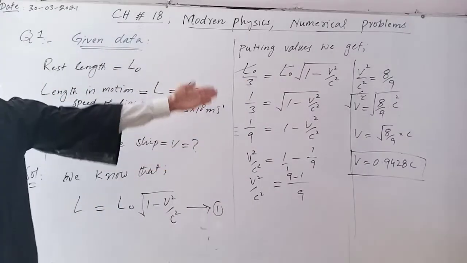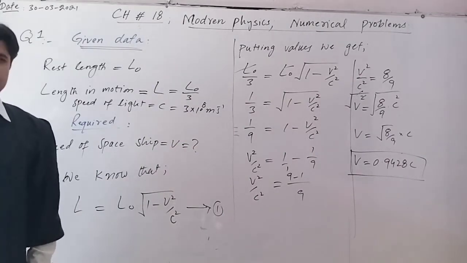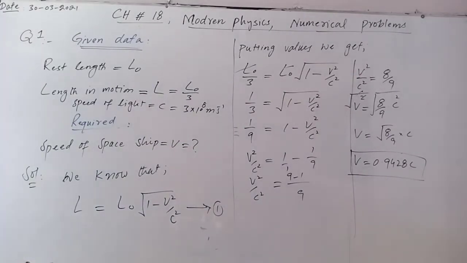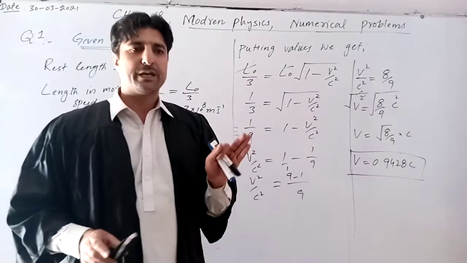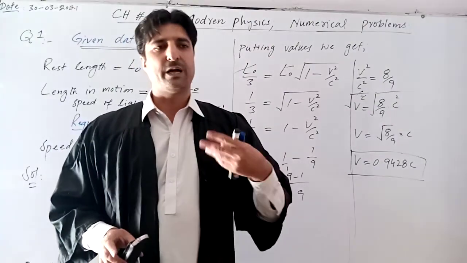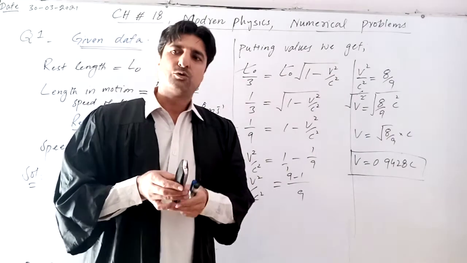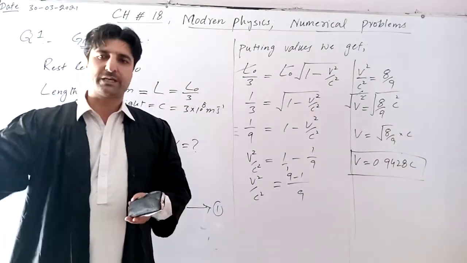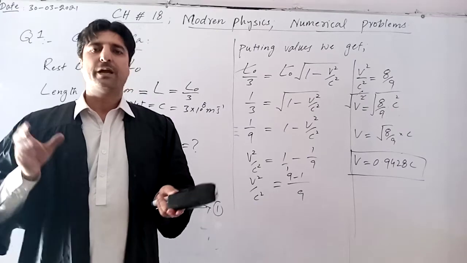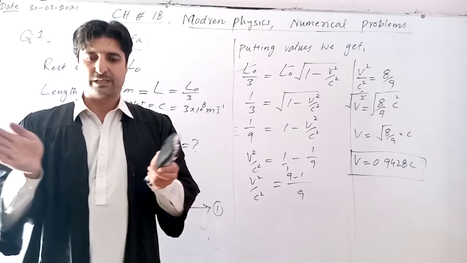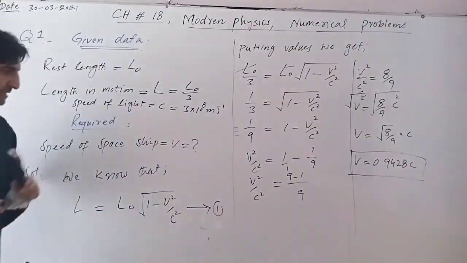So by performing this calculation, we get that v is equal to 0.9428 c. So dear student, from this special theory consequence, we can conclude that when an object gains a speed comparable to the speed of light, then its length will be contracted. To an observer sitting in another reference frame, it will seem that its length is contracted. So this is length contraction.